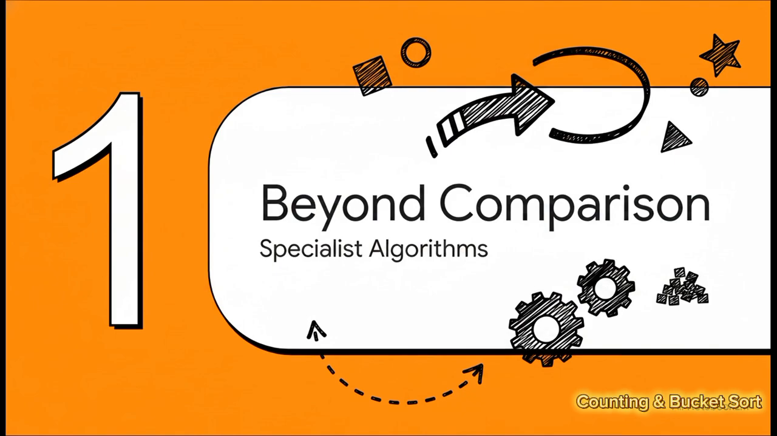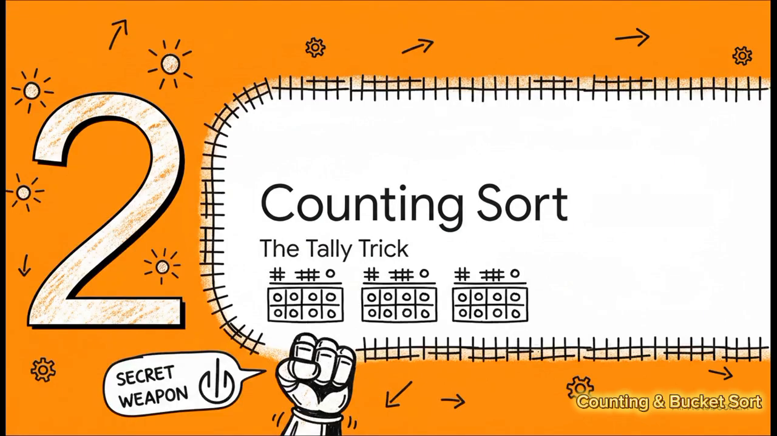These methods are what we call specialist algorithms. They aren't your all-purpose sorting tools, but for the right kind of data, they are astonishingly fast. Think of them as clever shortcuts. Our first specialist technique is called counting sort. I rather like to call it the tally trick, and you'll see why in just a moment. It's a bit like a secret weapon, perfect for a very particular kind of sorting problem.